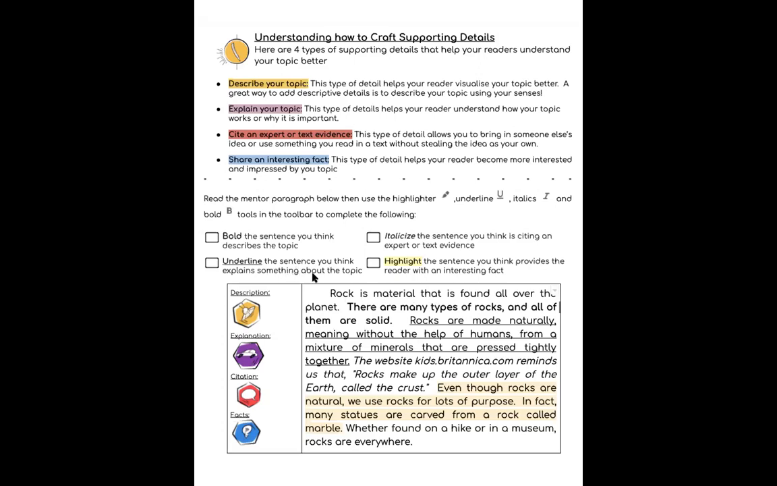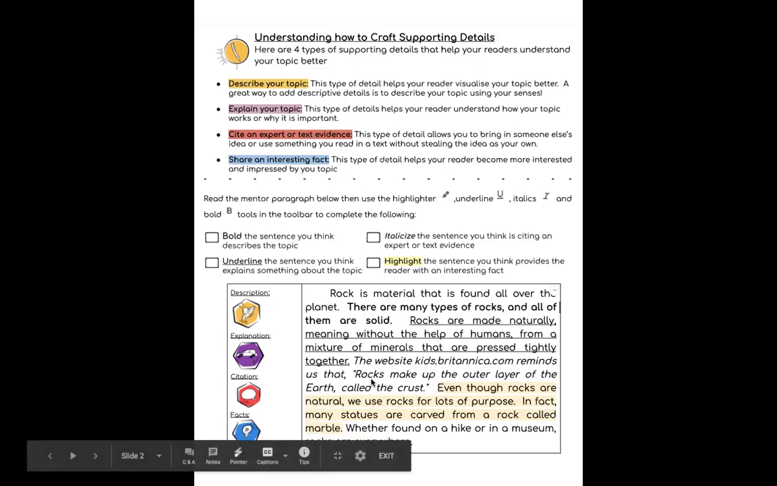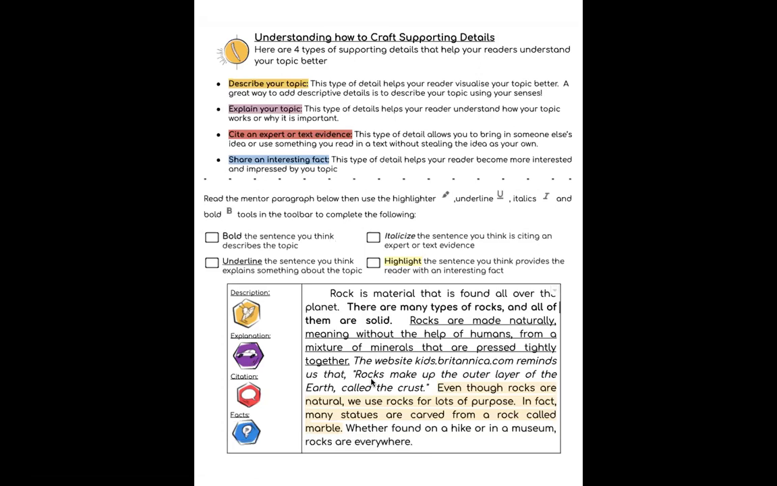Explaining something is our next one. Rocks are made naturally, meaning without the help of humans, from a mixture of minerals that are pressed lightly together. That's our explanation sentence. It helps our reader better understand our topic, or rocks. Now we have some expert evidence. The website, kids.britannica.com, reminds us that rocks make up the outer layer of the earth called the crust. So there's our quote or our citation.